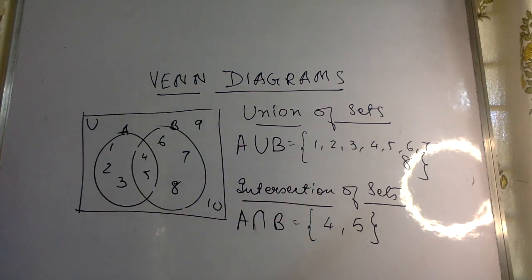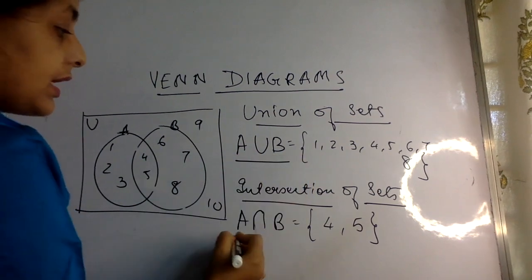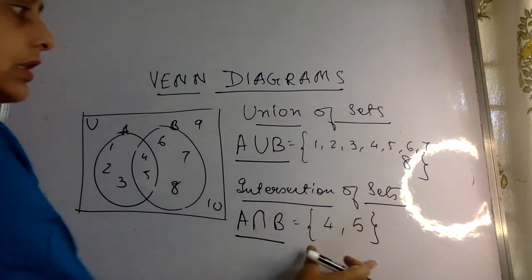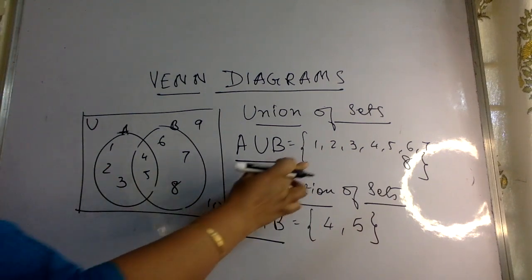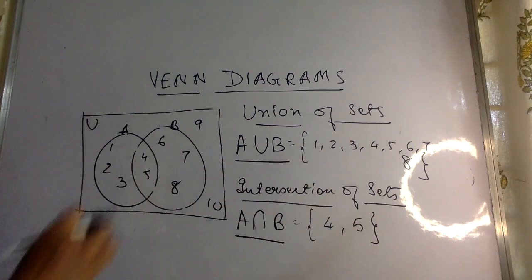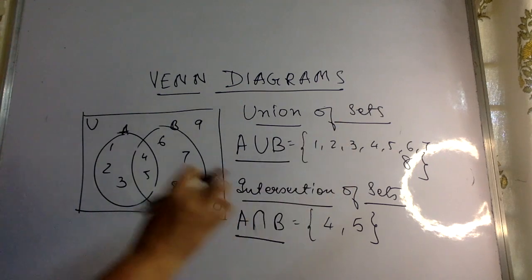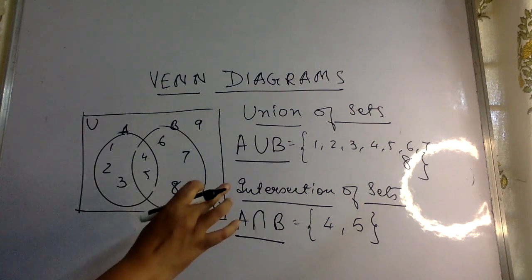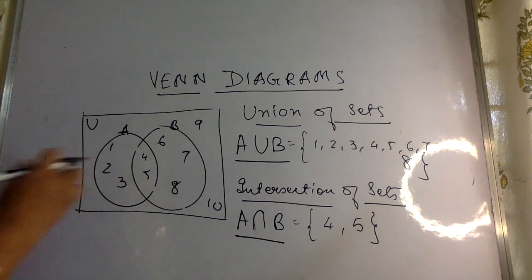Remember that A union B or A intersection B, they themselves are sets. This is what people forget. If they themselves are sets, you have to follow all the rules of sets here. Like I have used the curly bracket, I have used commas, I have not repeated any element. Every rule of a set is followed here. So that is intersection of sets, that we take the common part.